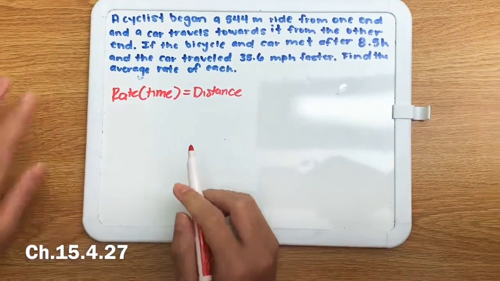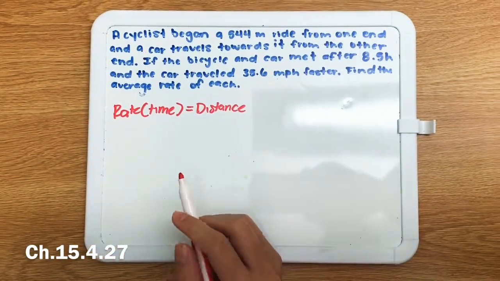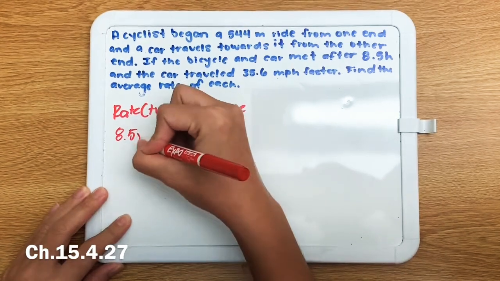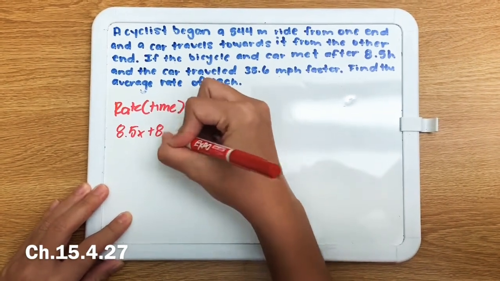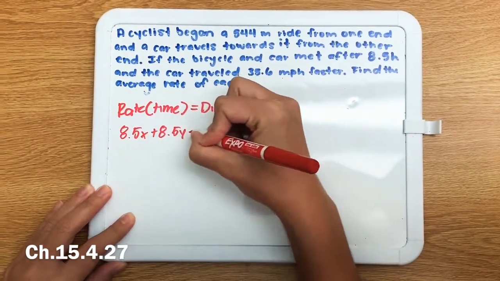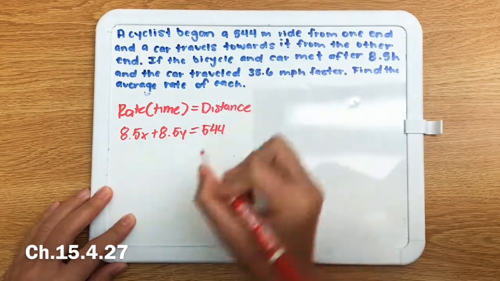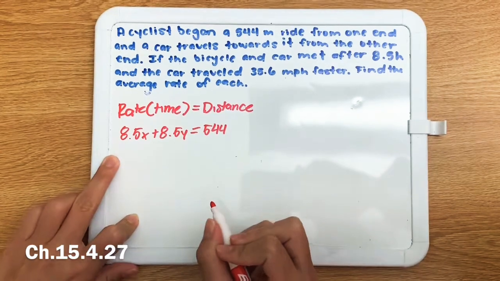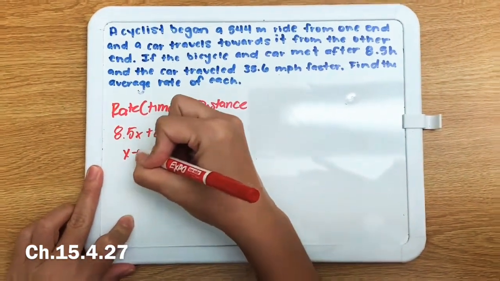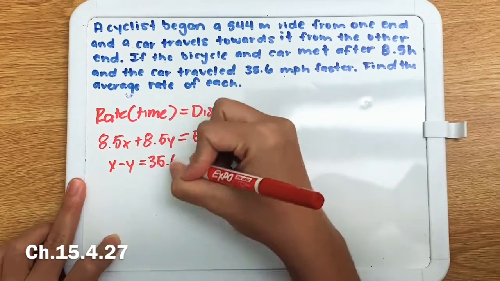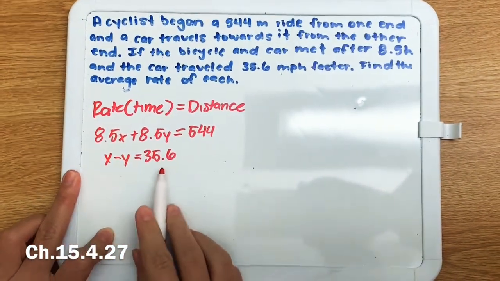Okay, so we're going to have two equations. Our first equation is going to be 8.5x plus 8.5y equals the total distance of 544. So that's our first equation. Our second equation is going to be x minus y equals 35.6, and that is the difference in rate.